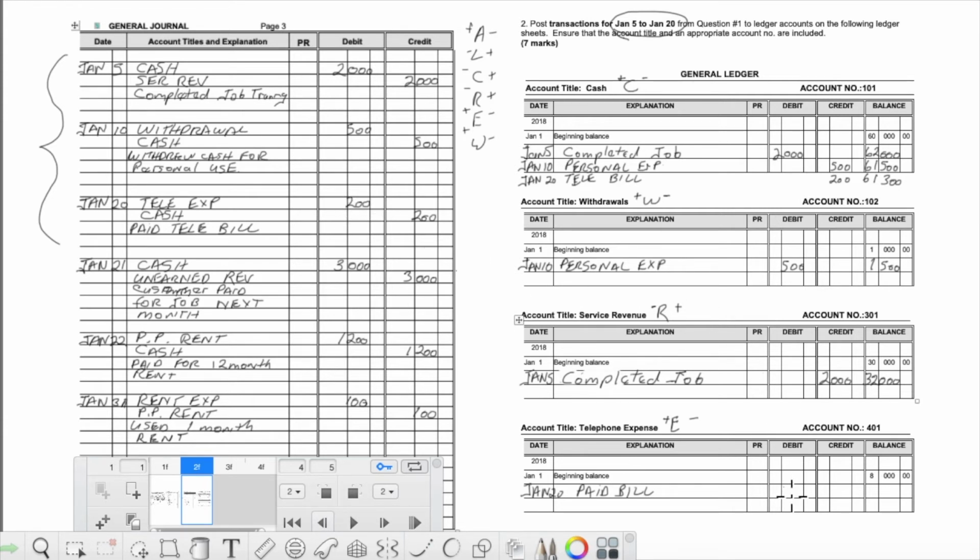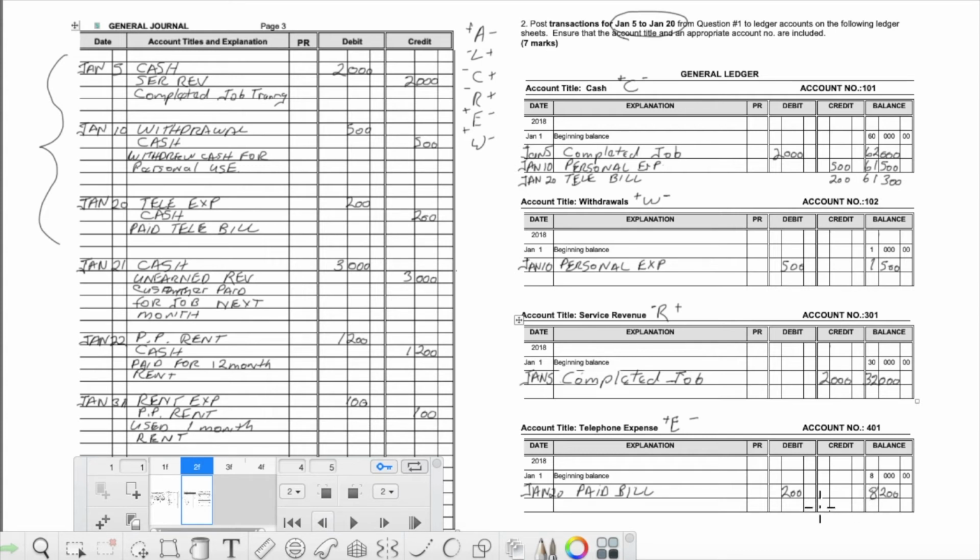So, debit side, we're just transferring it over. Now we need to know, do we add it or subtract it from the $8,000? Well, we look at our accounts and expenses increase on the left-hand side, or the debit side. So we would add to it. So $8,200 is our balance for telephone expenses. Okay? And that's pretty much it.